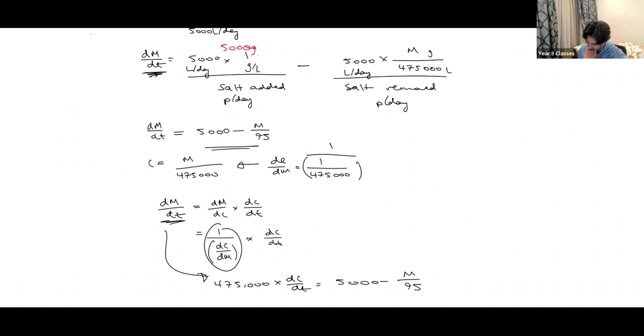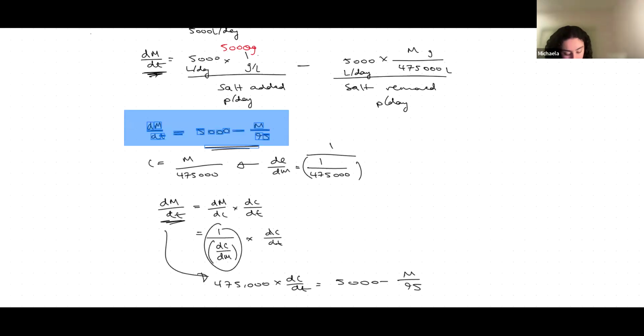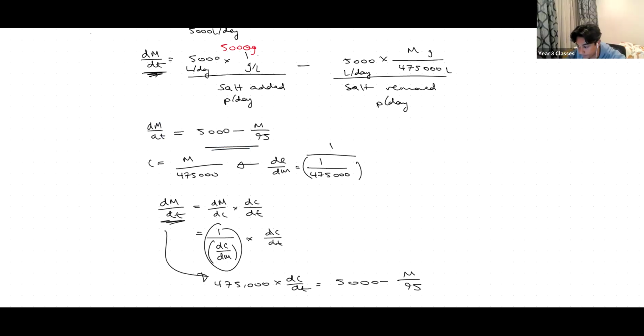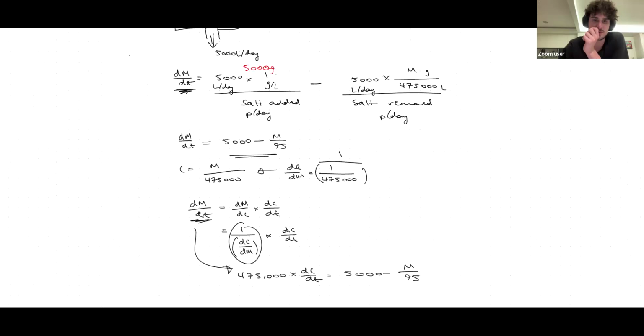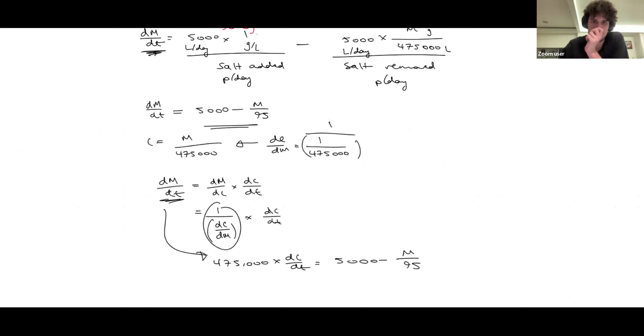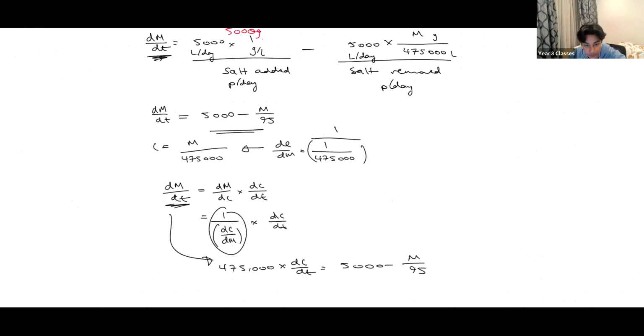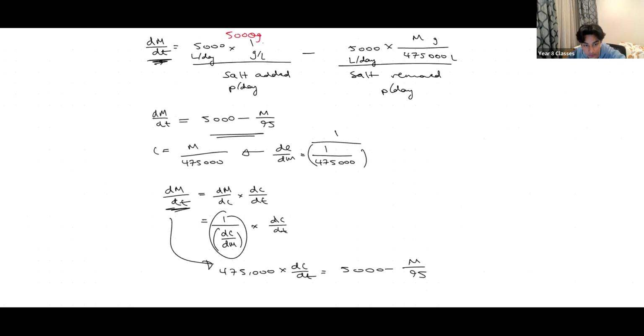Let's see if I can solve from here. Wait, the m over 95 is from what? From the dm/dt expression up here. So are we trying to find that concentration in terms of t? Yes. Oh, so m is the amount of salt? Yep, it is.